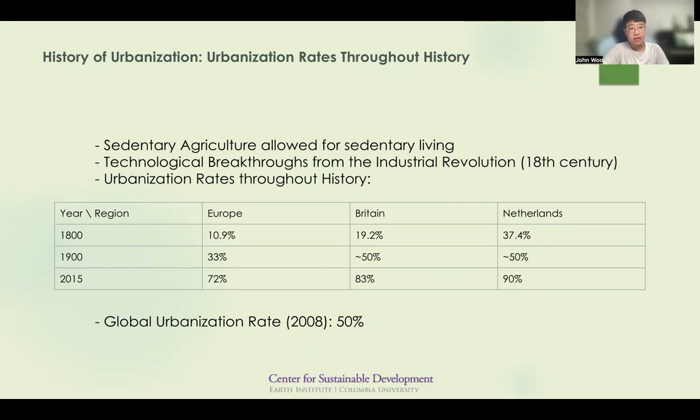Taking a look at historical precedent, Europe's average urbanization rate in the 1800s was at 10.9%, a number that is far under the modern-day 50% global urbanization rate. Britain and the Netherlands in the 1800s were at 19.2% and 37.4% respectively. By the turn of the century, Europe had reached an urbanization rate of 33%, while Britain and the Netherlands had just surpassed 50%. In 2008, for the first time in human history, more than 50% of the world's population lived in cities instead of rural areas.